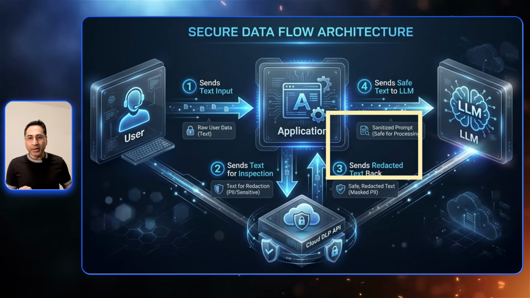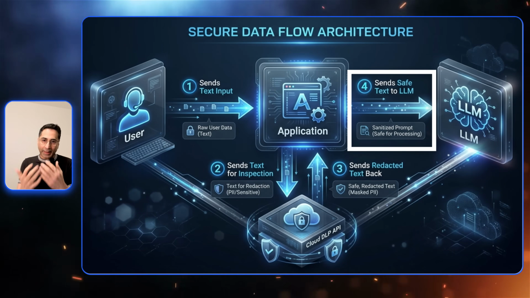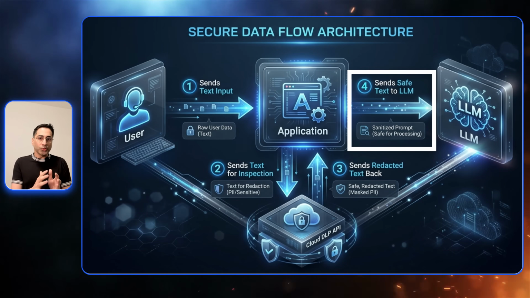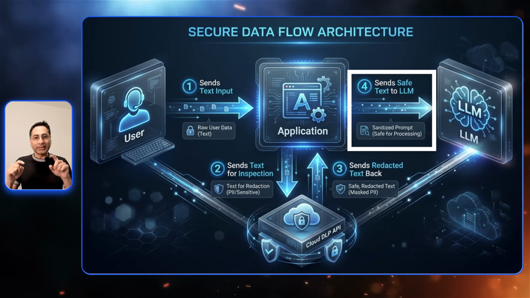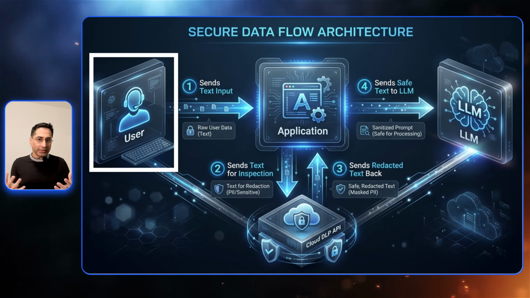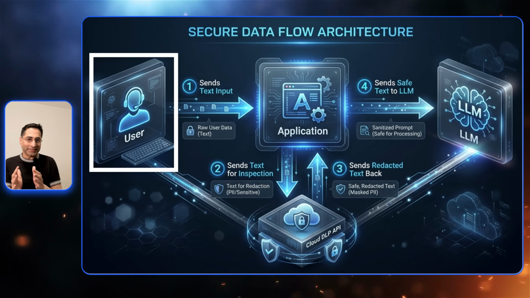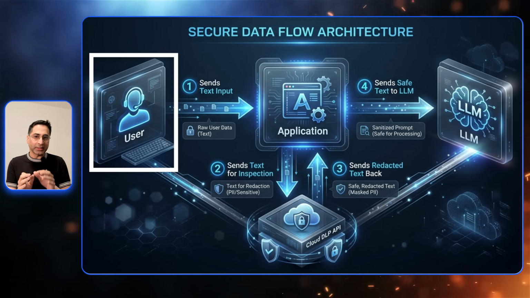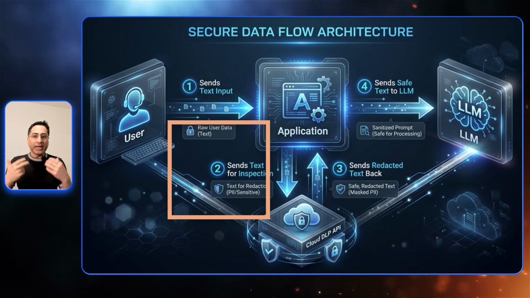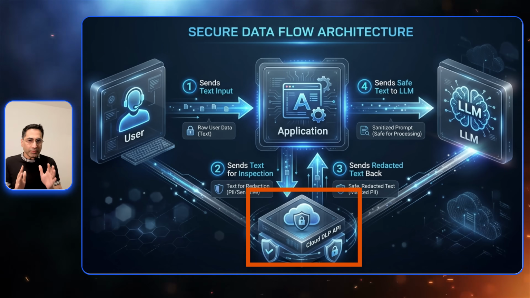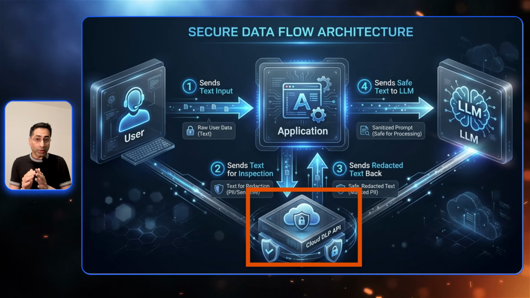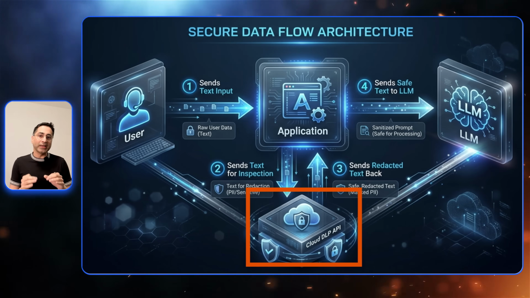Now, step four: our application constructs a prompt using that sanitized text and then sends it to the LLM. And finally, the LLM sees a prompt that says the user's SSN is **1234, right? It never sees the real number. Even if the model hallucinates or is jailbroken, it cannot leak what it doesn't know.